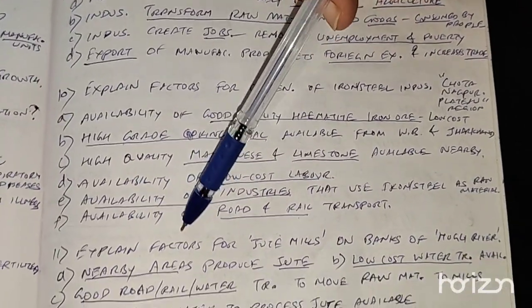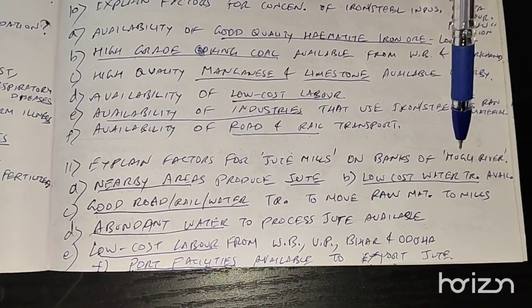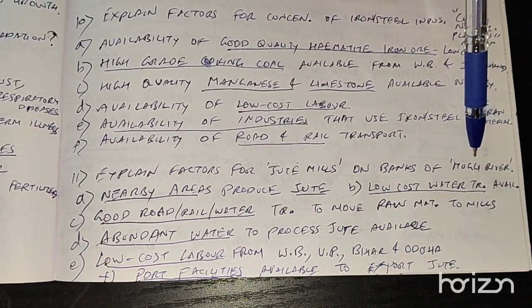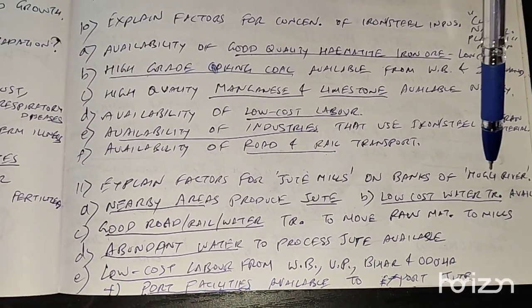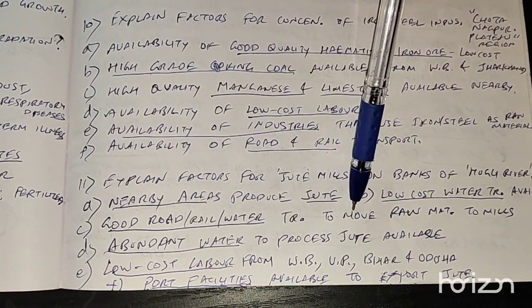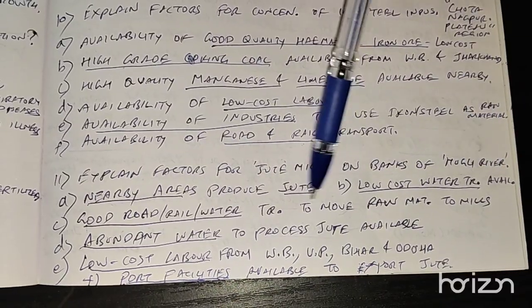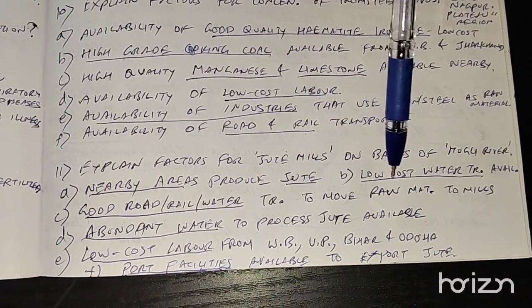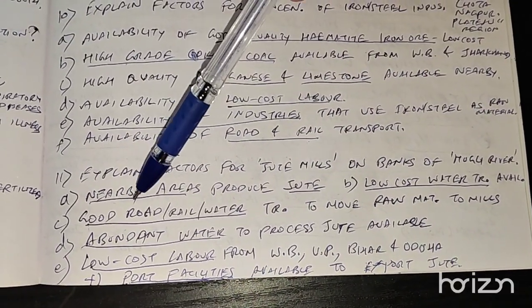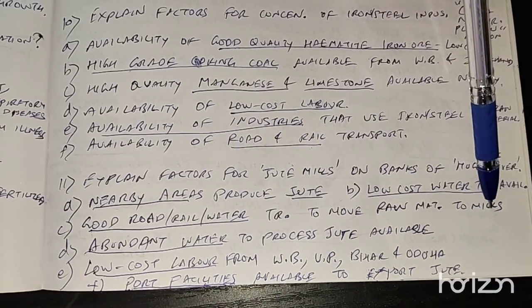Explain factors for jute mills on the banks of the Hooghly River. Nearby areas produce jute. That is one reason. Second one, low cost water transport available. So whenever jute is produced, that is transported to mills using low cost water transport. There is good road, rail and water transport to move the raw material to the jute mills.